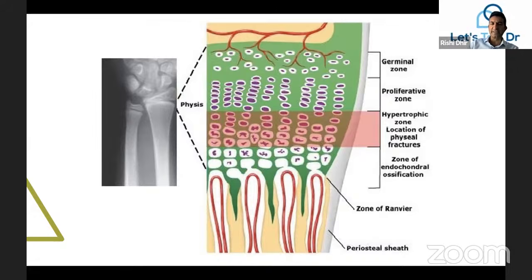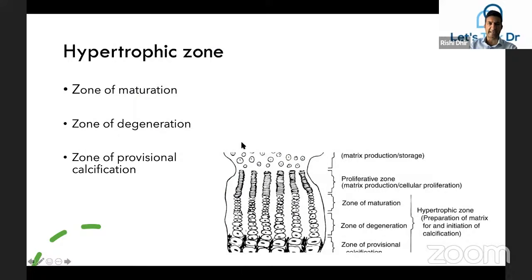And it's broken up into 3 main parts: the zone of maturation, then deeper, the zone of degeneration, and then deeper, the zone of provisional calcification. The metaphysis, guys, is basically where you get the primary spongiosa, and that's where the non-renal type of SUFI can occur. And then the secondary spongiosa is where you get osteomyelitis. And I'll come on to that in a second.